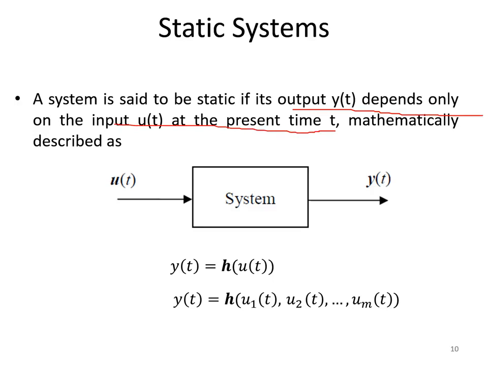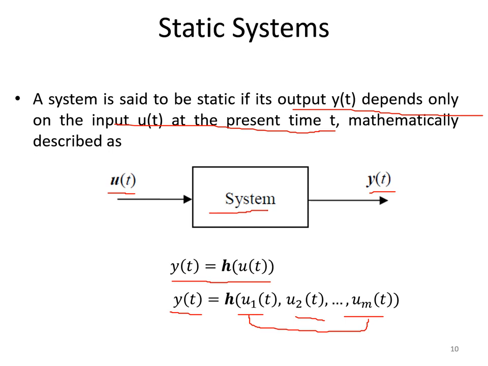So in terms of the signals and system representation here, u of t is the input to the system and y of t is the output, and we say that y of t is some function of the input u of t. In case of a multi-input system where the inputs are u1, u2 up to um, the output will be derived by the function of all these inputs.